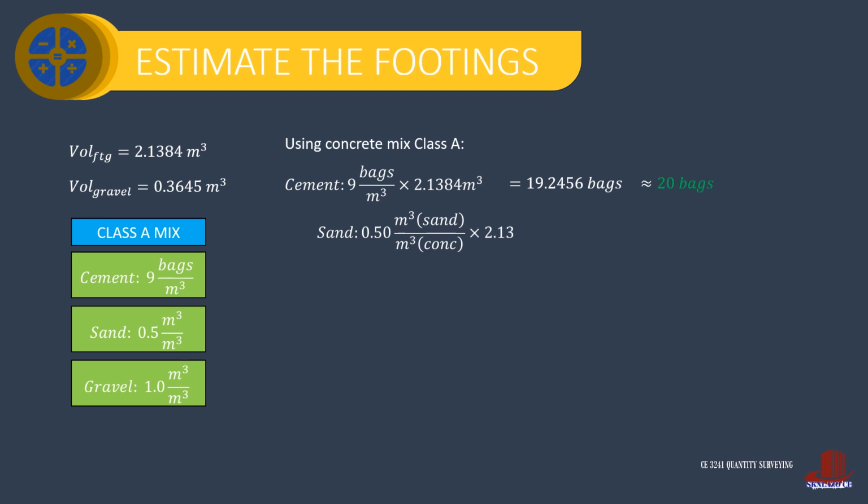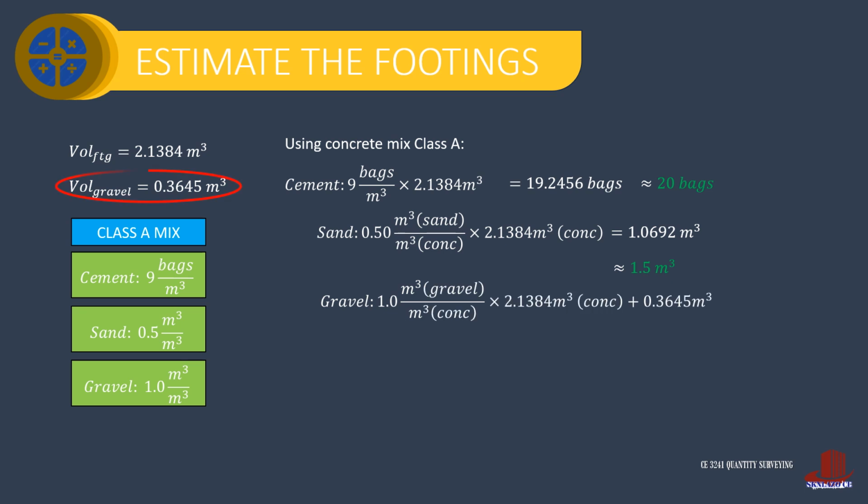For sand, we have 0.5 times the volume to get 1.0692 cubic meters, rounded off to 1.5 cubic meters. Then gravel has a proportion of 1 multiplied by the volume. However, we need to add the volume of the gravel bed, now giving 2.5029 cubic meters, rounded to 2.5 cubic meters.